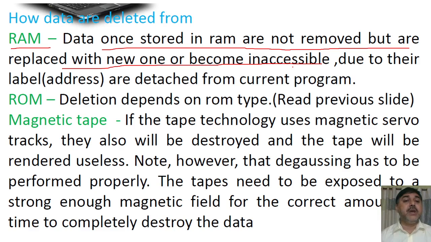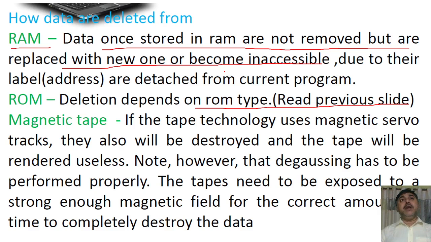From ROM, deletion depends on the type of ROM. We have electrically erasable programmable read-only memory, isn't it? So many ROMs are there. Erasable read-only memory, I have discussed it, is volatile, and we use ultraviolet rays for it, isn't it? The next working section that we have is the magnetic tape.